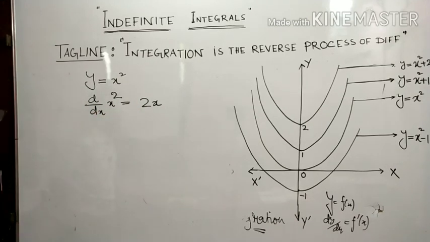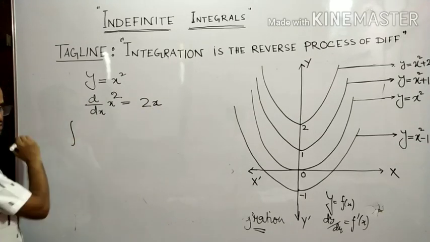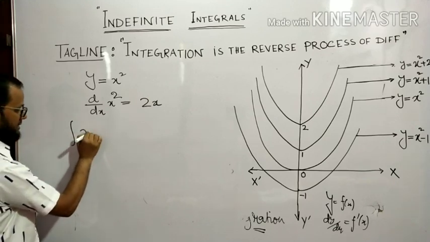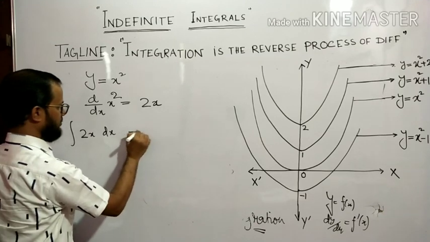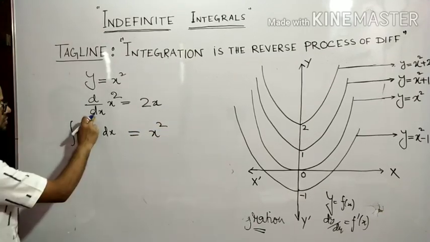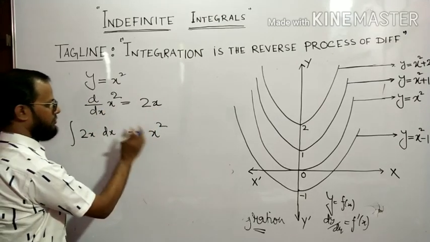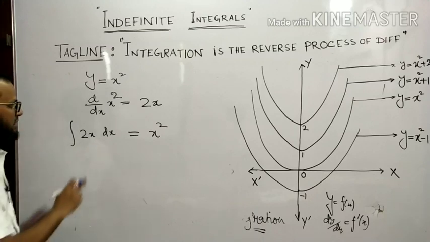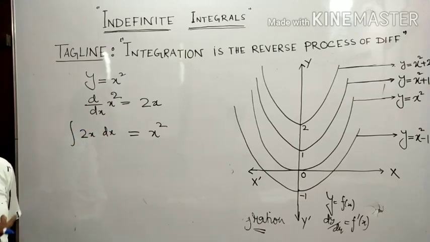So by our definition of integration, antiderivative, what is the antiderivative of this? Antiderivative denoted by this symbol, antiderivative of twice x dx, dx means with respect to x, is equal to what, x square. By definition, if d/dx of x square is equal to twice x, then integration of twice x dx is equal to x square.